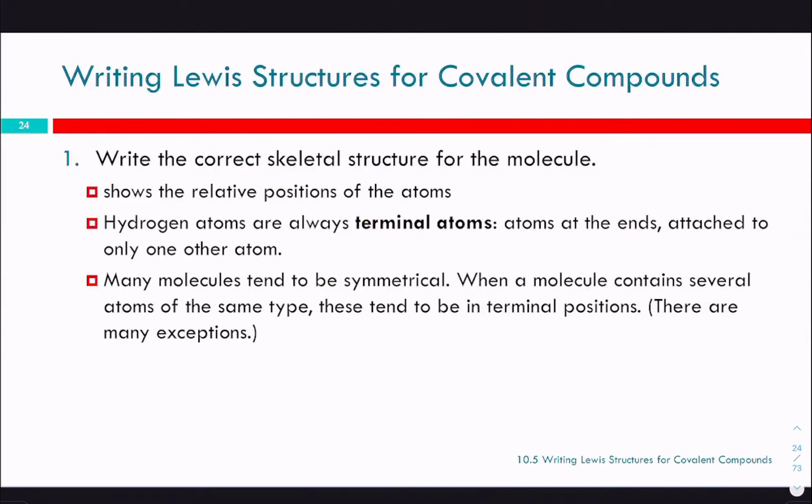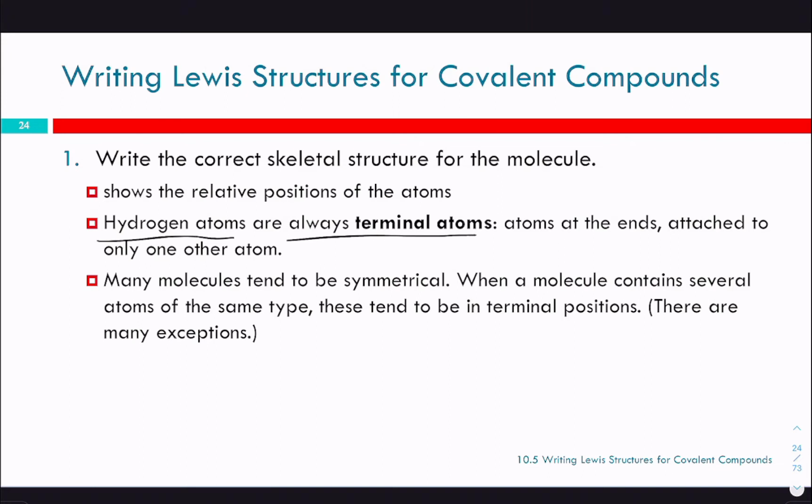All right. So what if things get more complicated than just these diatomics? We've got a set of steps, and we actually went over some of these steps last week in lab, but we get a refresher now and a formal listing of those rules. So the first step is to write the correct skeletal structure of the molecule. You're going to take all the atoms and write them out in their relative positions. There are some caveats. Hydrogen atoms are always terminal atoms, so they're never going to have more than 1 bond because they don't have more than 1 electron to share. They're always going to be at the end of molecules.